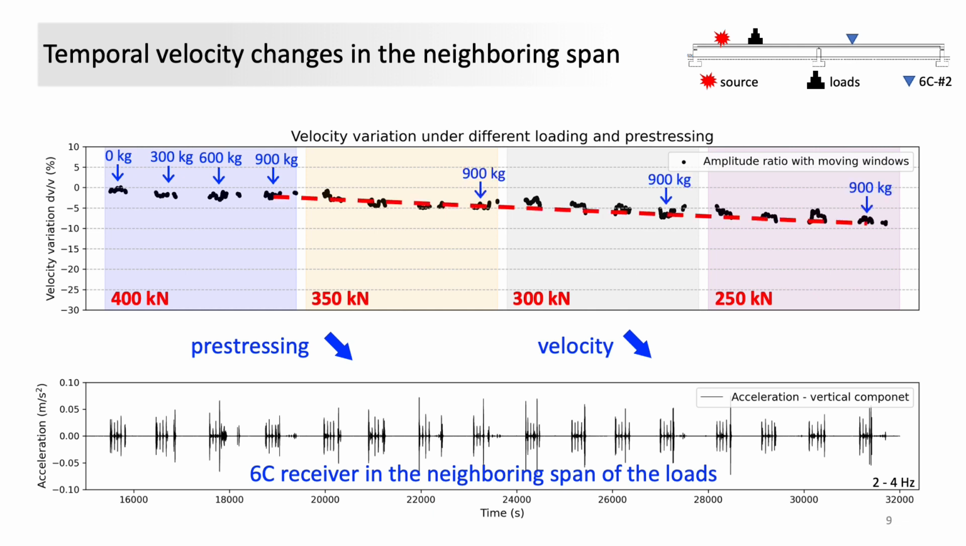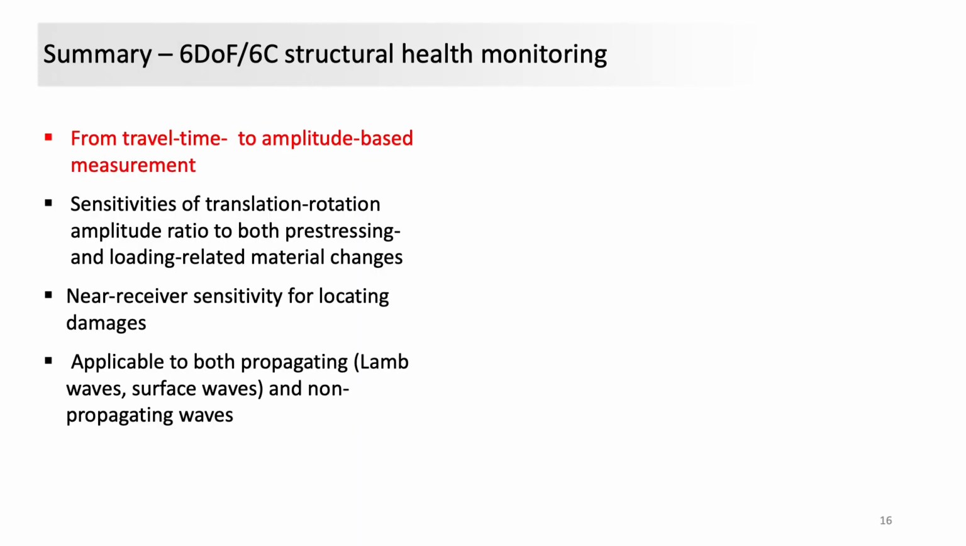In contrast to the loading effect, for 6-component receivers on either span of the bridge, the more uniformly distributed changing pre-stress leads to similar velocity variations as indicated by the right line. With that, I would like to summarize the proposed 6-component measurement for structural health monitoring. We have shown that the amplitude ratio between translation and rotational motions is sensitive to both pre-stress and static load related material changes. The 6-component measurement might also help to locate potential damages thanks to the near receiver sensitivity.